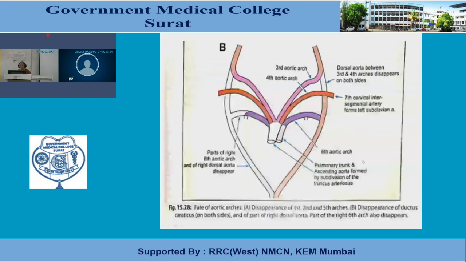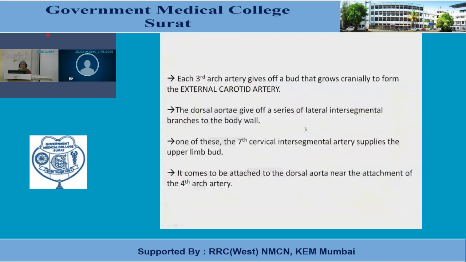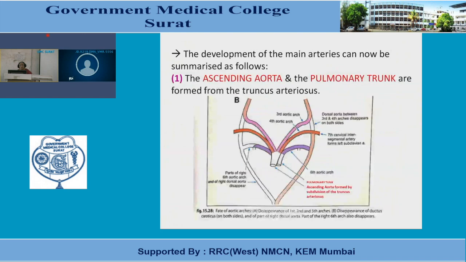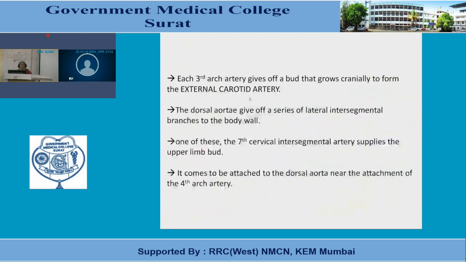Now here you can see the disappearance of the first, similarly the same diagram. Now each third artery gives off a bud that grows cranially to form the external carotid artery. These are in the detailed summary. Each third artery, we will discuss it later on, but sentences like number 1: each third artery gives off a bud that grows cranially to form the external carotid artery.